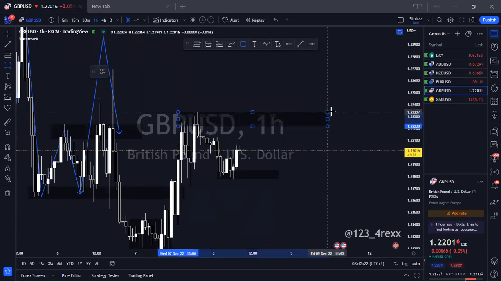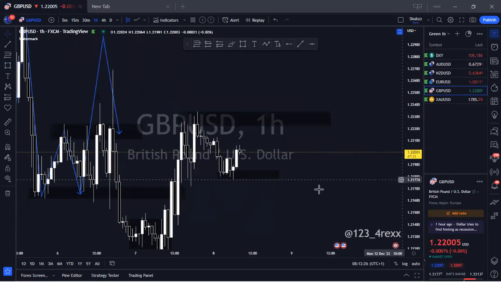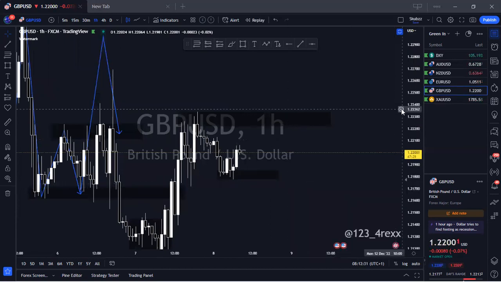Let me set alerts at this point so I don't miss it. These days I've been missing a lot of setups. Let me set another alert up here.